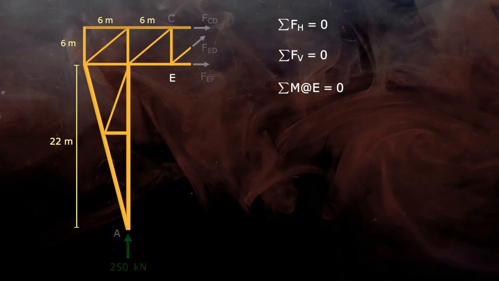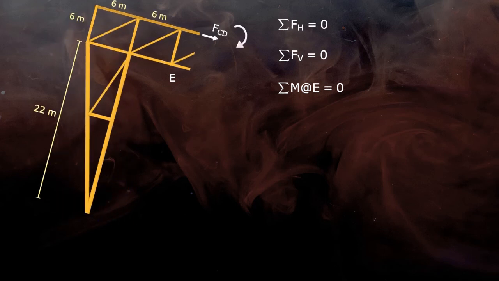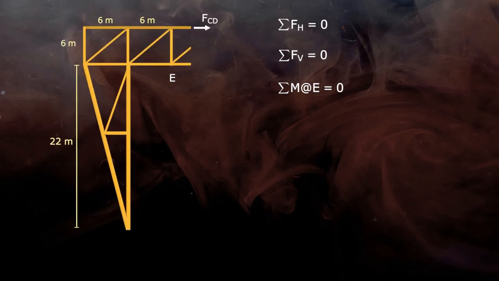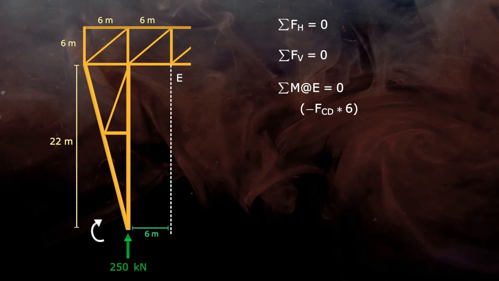Now let's think that joint E is fixed and only FCD is applied. It will rotate the truss in clockwise direction, so it will have a negative sign. Also the distance between joint E and force FCD is 6 meter. So the moment will be minus FCD into 6. Similarly, the 250 kilonewton force rotates the truss in clockwise direction too, and so it will also have a negative sign and its distance from E is 6 meter. So the moment will be minus 250 into 6 and the summation of both moments is 0. So FCD is equal to minus 250 kilonewton.